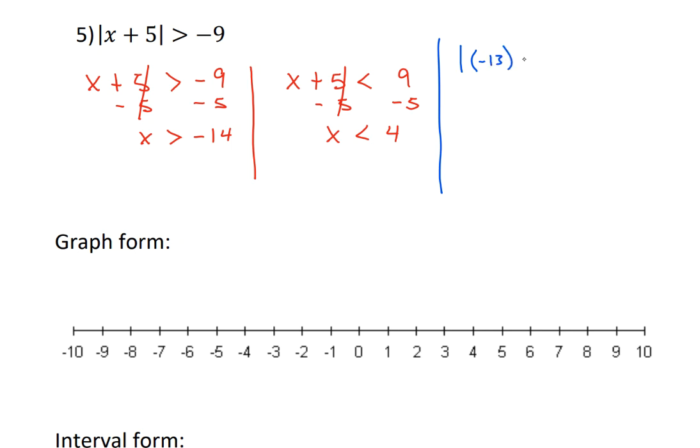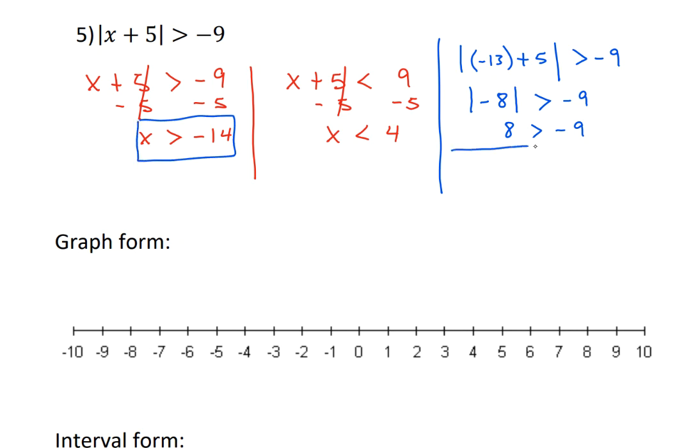All right, negative 13 plus 5 is greater than negative 9. Okay, negative 13 plus 5 would give me a negative 8. But what is the absolute value of negative 8? It would be 8. So this says 8 is greater than negative 9, which is true. So that means this is a good solution.